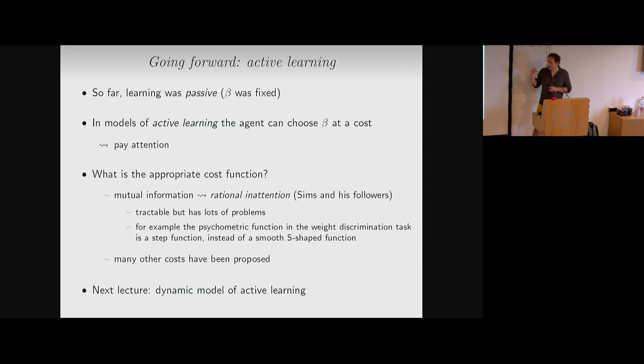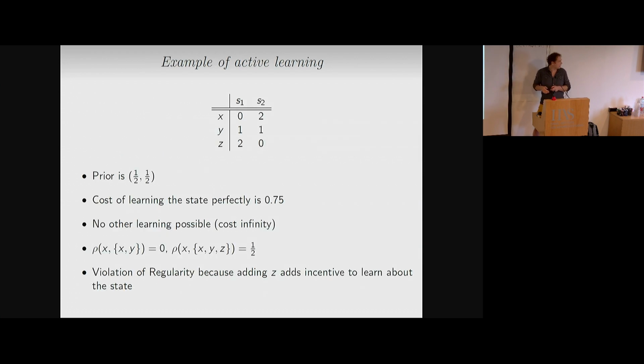I will not cover it. I will cover a little bit of it in my next lecture, when I discuss a dynamic model, where the agent can decide to gather more information or stop and make a decision early. But just as a last slide, I know we're out of time, you can stare at this during the break. This is an example of how a model of active learning fails regularity. Thanks very much.